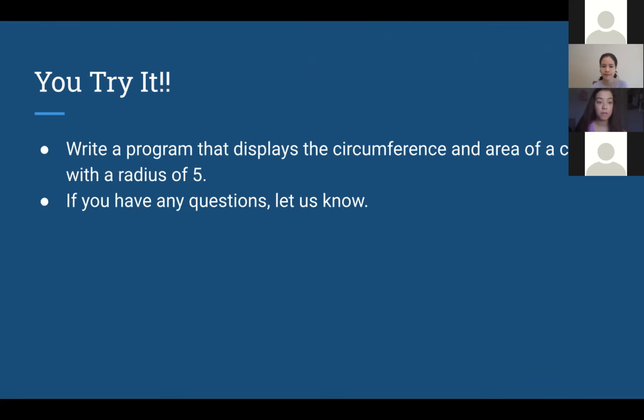Okay, so now we have two practice problems. We want you to write a program that displays the circumference and the area of a circle with a radius of 5 using what you learned today. And if you have any questions, please let us know. Yeah, so you can start by making a variable called radius and set it equal to 5, and then try to use all the calculations to print the circumference and area.